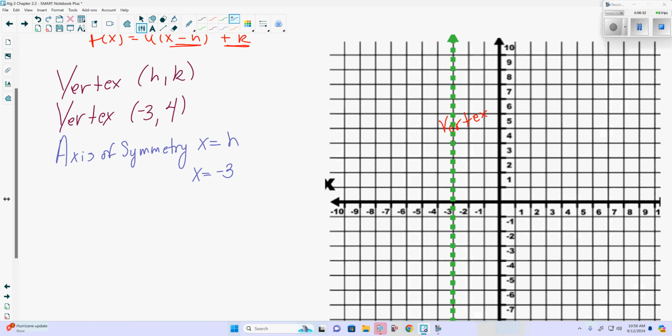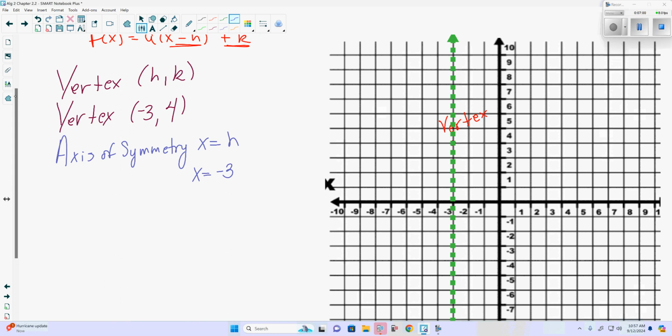Questions on how we found the vertex or axis of symmetry? We good with this here? Now the main purpose with this, especially if we're having to graph these by hand, is helping us plot points. Because to graph a line, we need 2 points. You need 2 points to be able to graph an equation of a line. Parabolas, you need 5 to actually get a full picture of the graph.